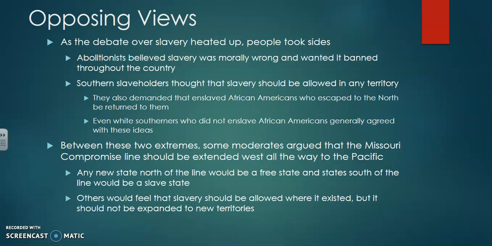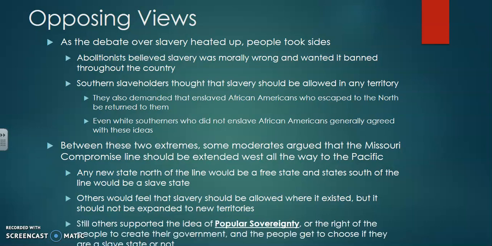Others would feel that slavery should be allowed where it existed, but it should not be expanded to new territories. So everyone's kind of a little bit of everywhere on this map of what to do about slavery. And the thing to remember is that still others will support the idea of popular sovereignty, or the right of the people to create their government. And the people get to choose if they are a slave state or not. So some people just wanted to leave it up to whether or not the people in the state wanted to be a slave state.